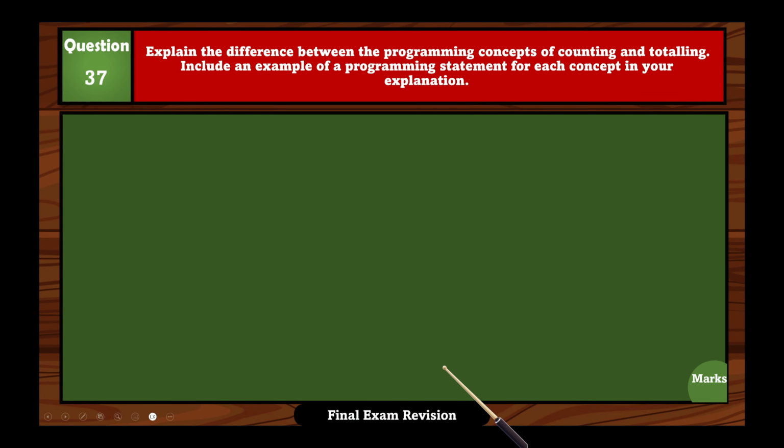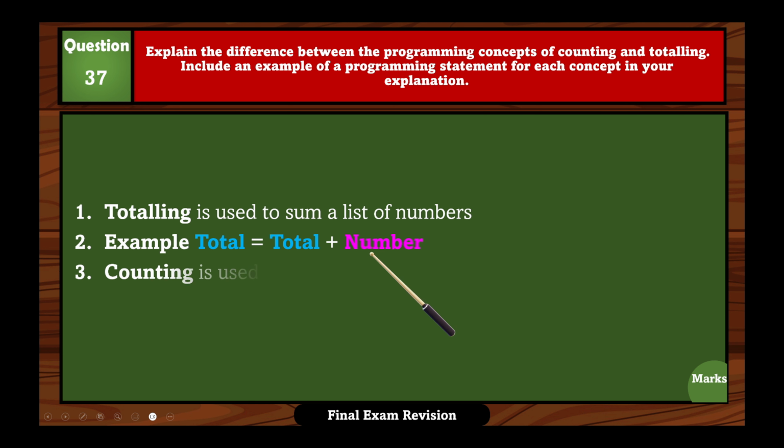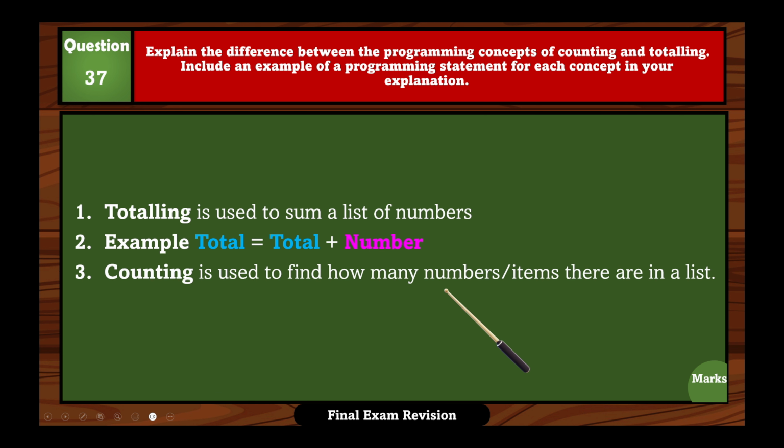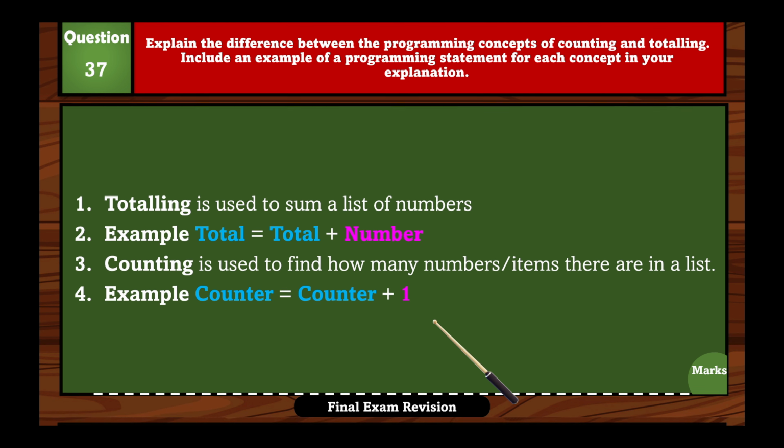Okay. Question 37, explain the difference between the programming concepts of counting and totaling, and include an example of a programming statement for each concept in your explanation. Okay, so what is totaling? Totaling is used to sum a list of numbers. So you do total is equal to total plus number. What is counting? Counting is used to find how many numbers or items there are in a list, and this is the example. Count is equal to count plus 1.